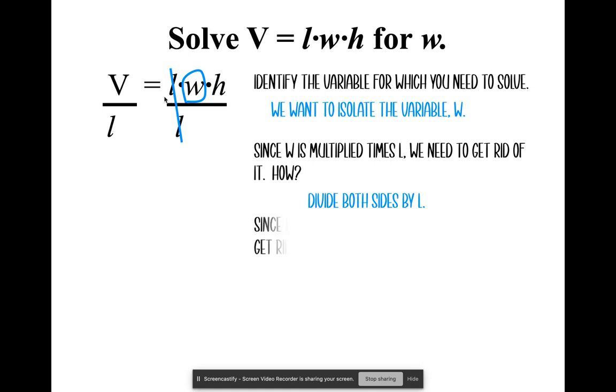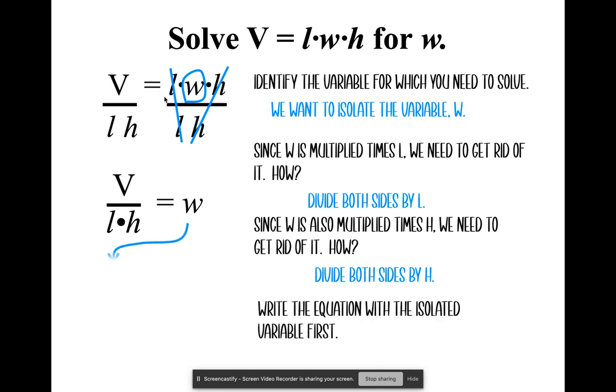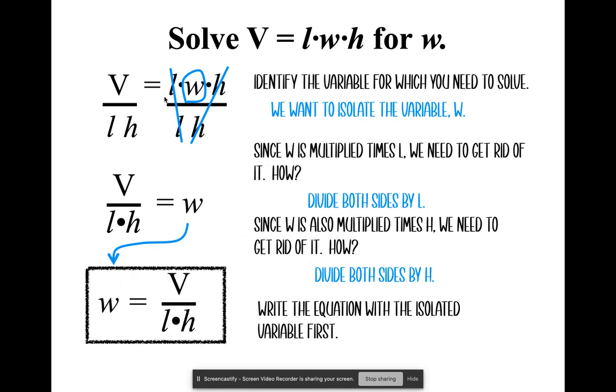I notice that it is also being multiplied by H, so I can also divide both sides by H to cancel that out. Once I do that, on the right side, I'll be left with W all alone, which is what we wanted. I can leave my answer like this, but it is more correct to rewrite with the W on the left side of the equation. So we simply rewrite that, and we say that W is equal to V over L times H. And we know we're done because we have isolated the variable W.